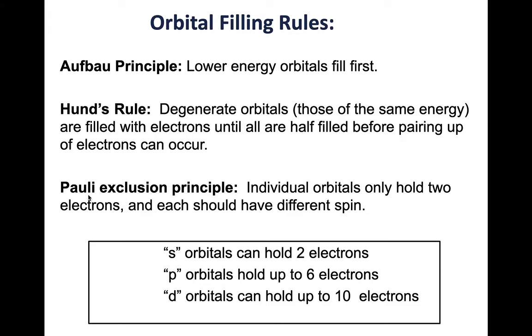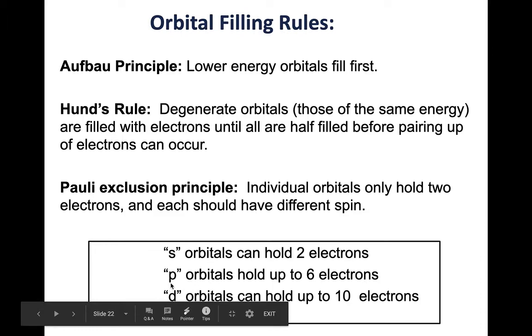And the final rule, the Pauli exclusion principle, said that individual orbitals only hold 2 electrons and each should have a different spin. This is why we always had 1 up arrow and 1 down arrow if the electrons were going to share the same line.